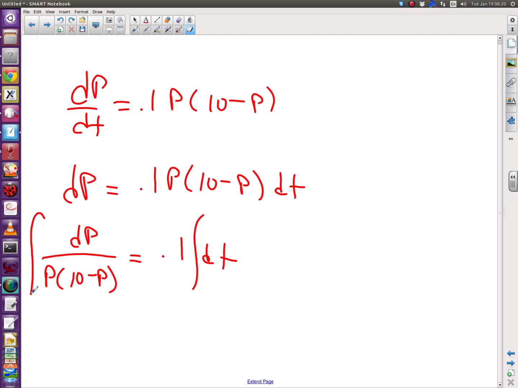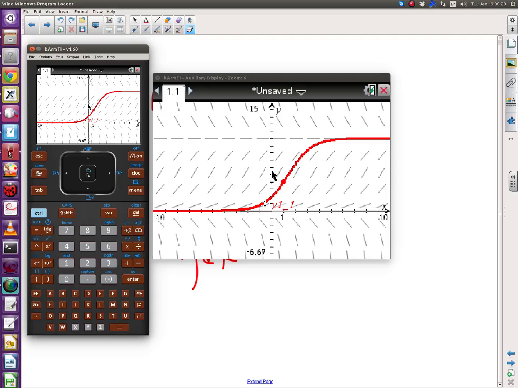Tomorrow and the next day, we're going to write a program. We're going to talk about writing a program to solve these things numerically so that you get these solutions. You get the points along the curve. You can get any point along the curve using this method called Euler's method. We're going to talk about that for the next couple of days.